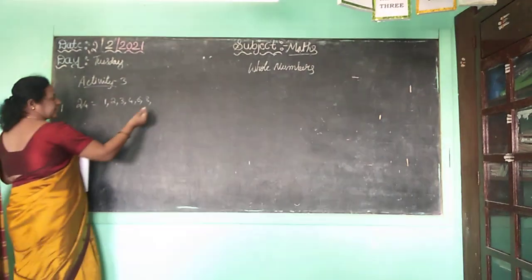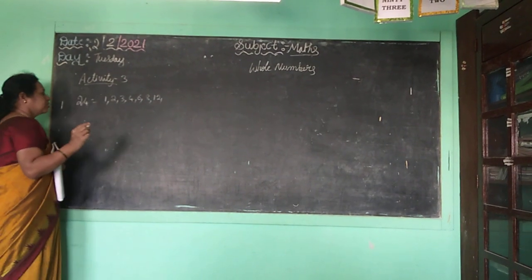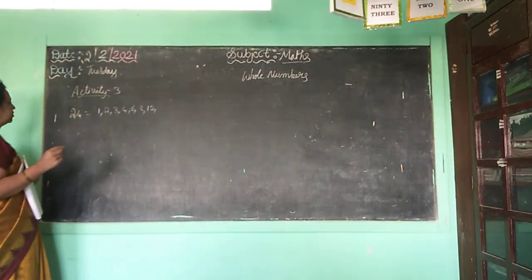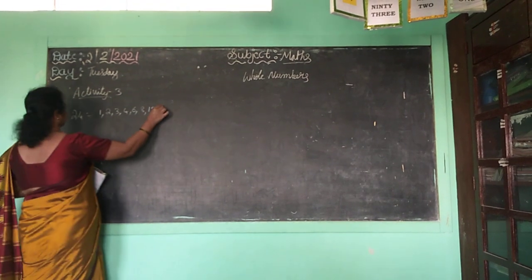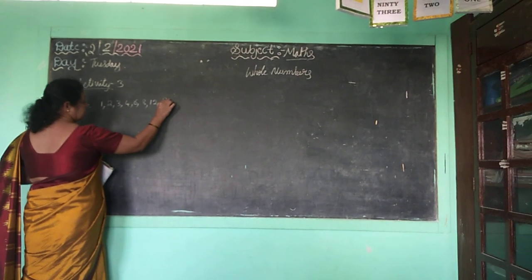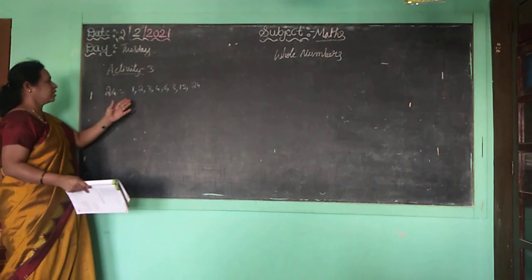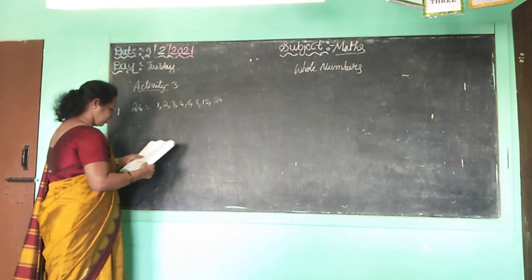12. 9, 10 it will not go. 12 2s are 24. 13 also it will not go. 14 it will not go. 15, 16, 17 it will not go. 18, 19 it will not go, children. So I will take up to 24 only. Okay, so all the factors of 24 are 1, 2, 3, 4, 6, 8, 12 and 24.